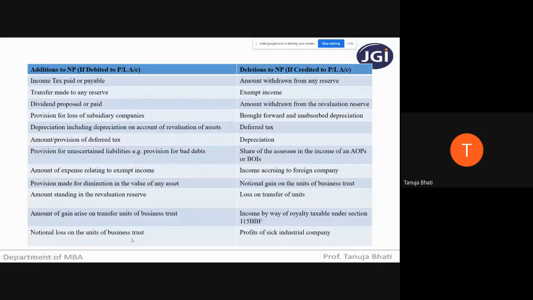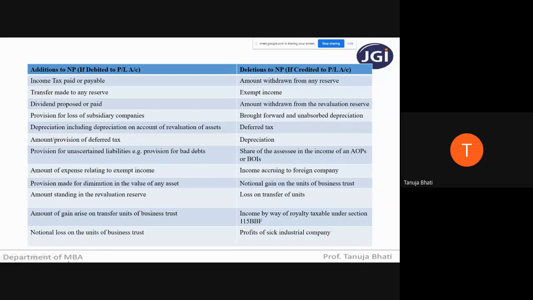Next, notional loss on units of a business trust. If there is any notional loss on the units of a business trust, that has to be added back to the net profit. It may be a notional loss on the transfer of a capital asset. The notional loss may be in the change in the amount of the unit, or loss on transfer of such units. If there is, then you have to add it back to the net profit.